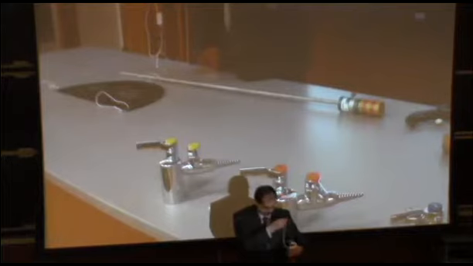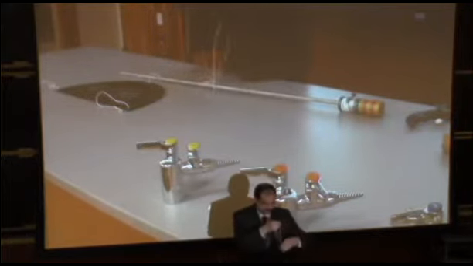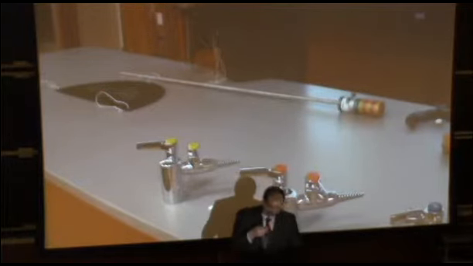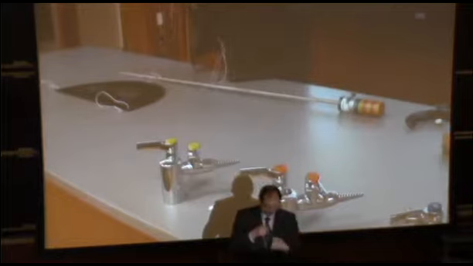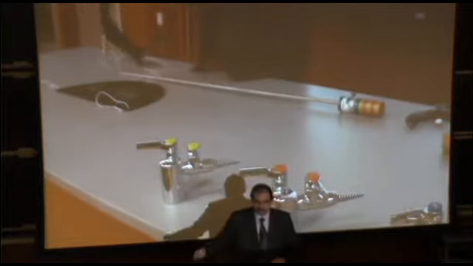So what can I do? I can suspend the same object. And now I have another line. So all I have to do is take a piece of chalk, draw two lines, and the point of intersection shows the center of mass.